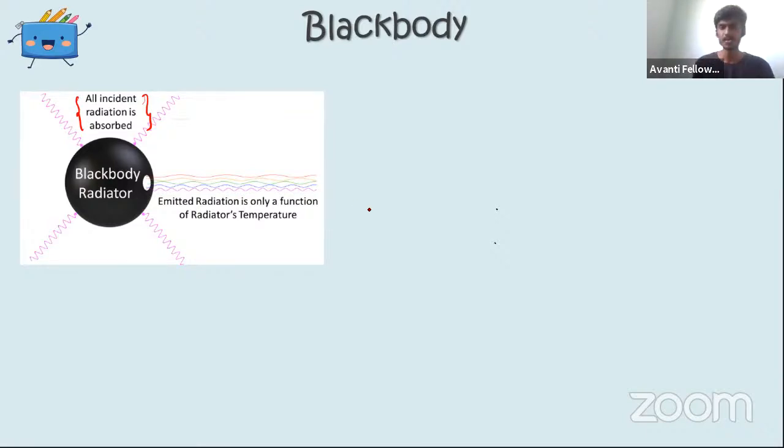So it's going to get completely absorbed. So a black body is a very simple thing. Whatever radiation falls on a black body, everything will be absorbed. As simple as that. So we can define something called absorptive power or absorptivity.